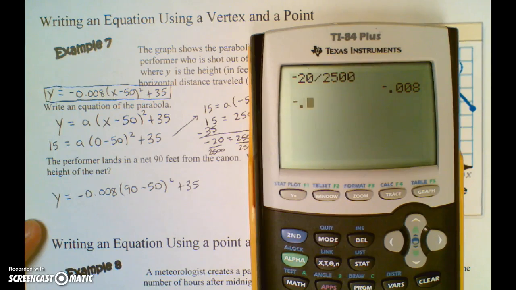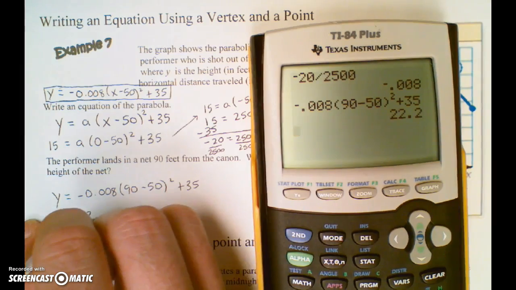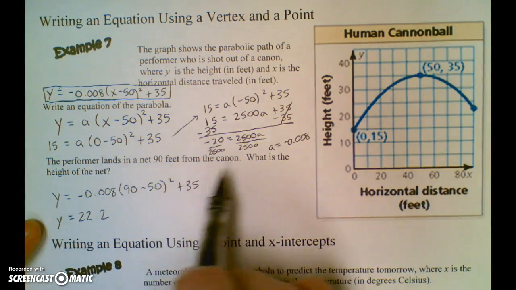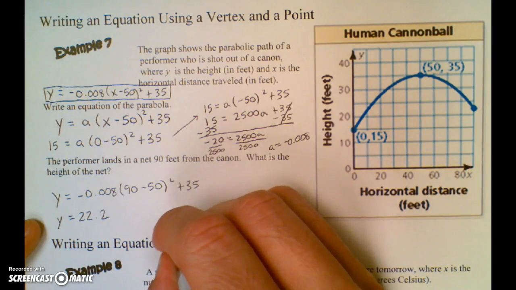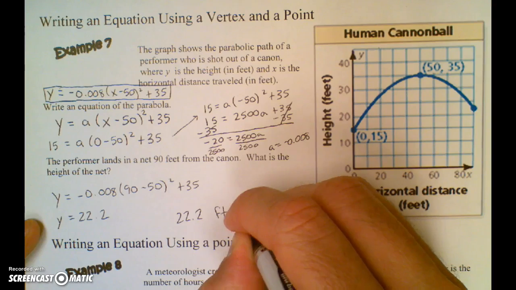So plugging that onto my calculator. Notice I'm plugging in everything. I get y equals 22.2. And in terms of the problem, that's 22.2 feet for the height.